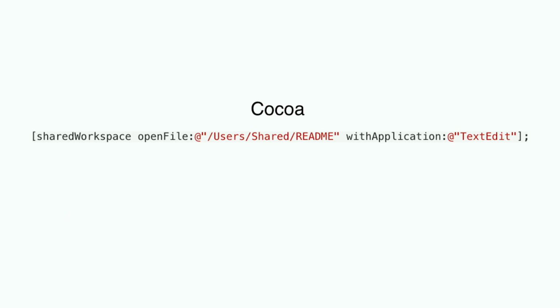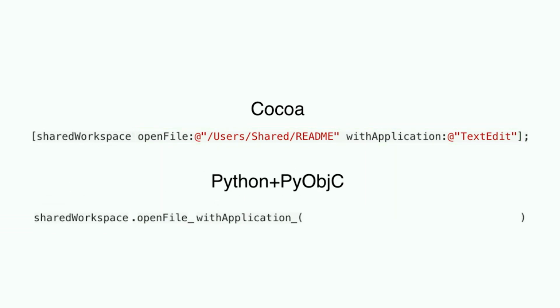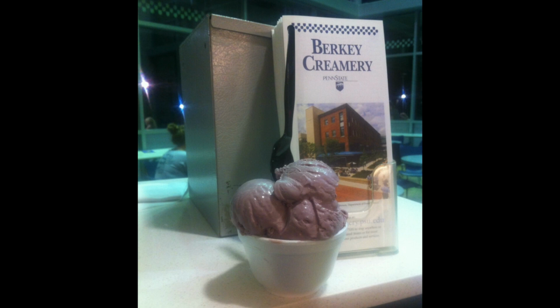Let's look at one that's a little different. Here we have a Cocoa shared workspace object, and we're going to tell it to open a file using the application TextEdit. So again, we get rid of the square brackets. We say sharedWorkspace dot openFile underscore withApplication underscore, and then bring the two parameters down inside parentheses. So that will cause Python to call the shared workspace object, which is from AppKit actually, and then open that file using the TextEdit application.